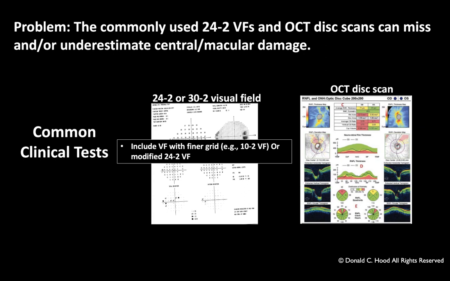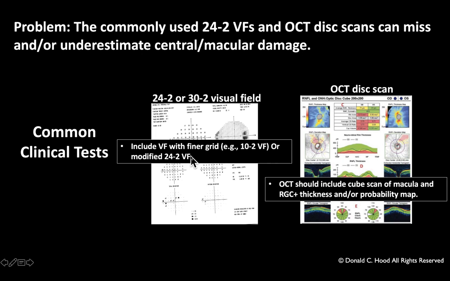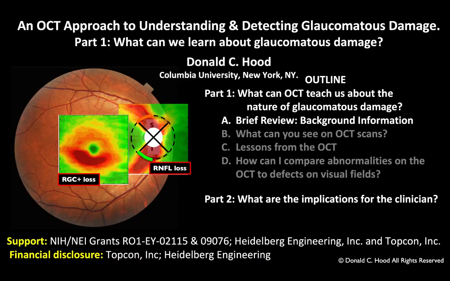The common clinical tests that are done, which I'm going to argue are typically a 24-2 visual field and OCT disc scan. We're going to argue in the next lecture that you're going to want to include visual fields with a finer grid, a 10-2 or modified. And you're going to want more than just the cube scan of the disc. You'll want a cube scan of the macula as well.